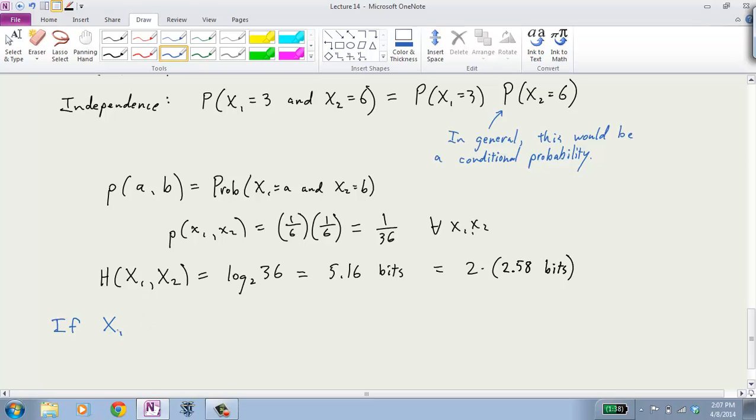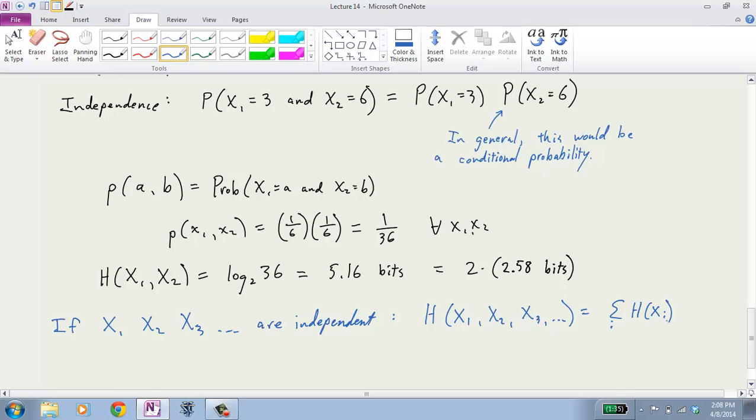Perfect. So if you have x1, x2, x3, even if you had more, that are mutually independent of each other, then the entropy of the whole set of them equals the sum of their entropies. Okay, so entropy has this nice property. This is only because they're independent. If they weren't independent, you would have something else.